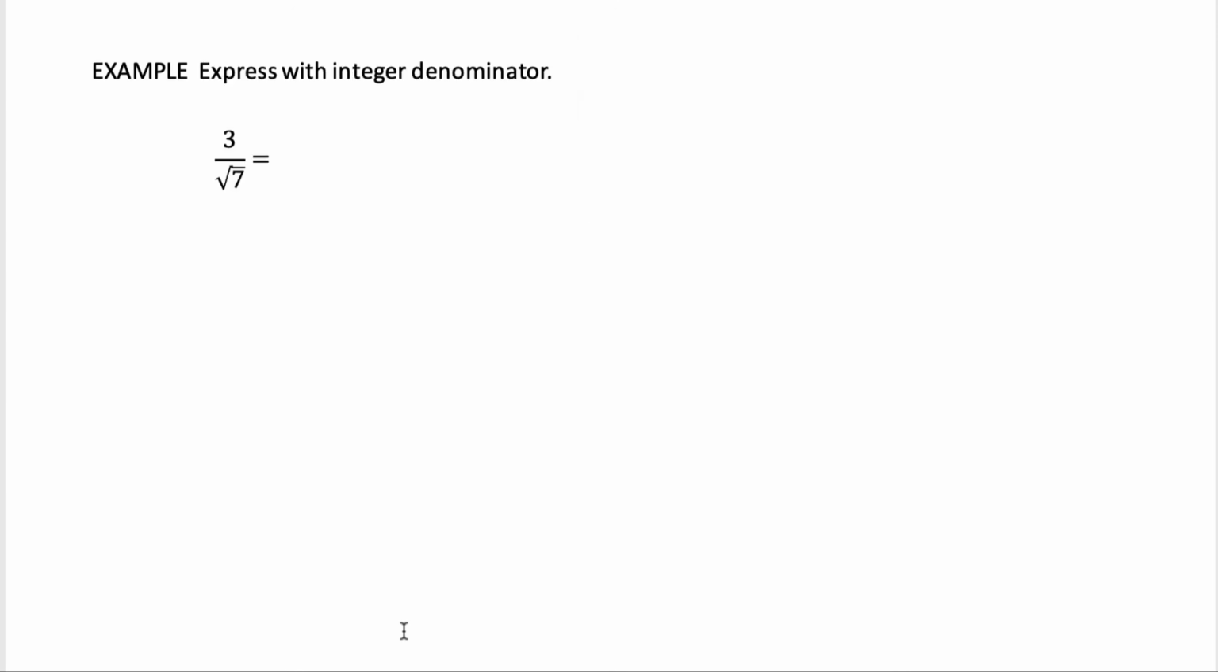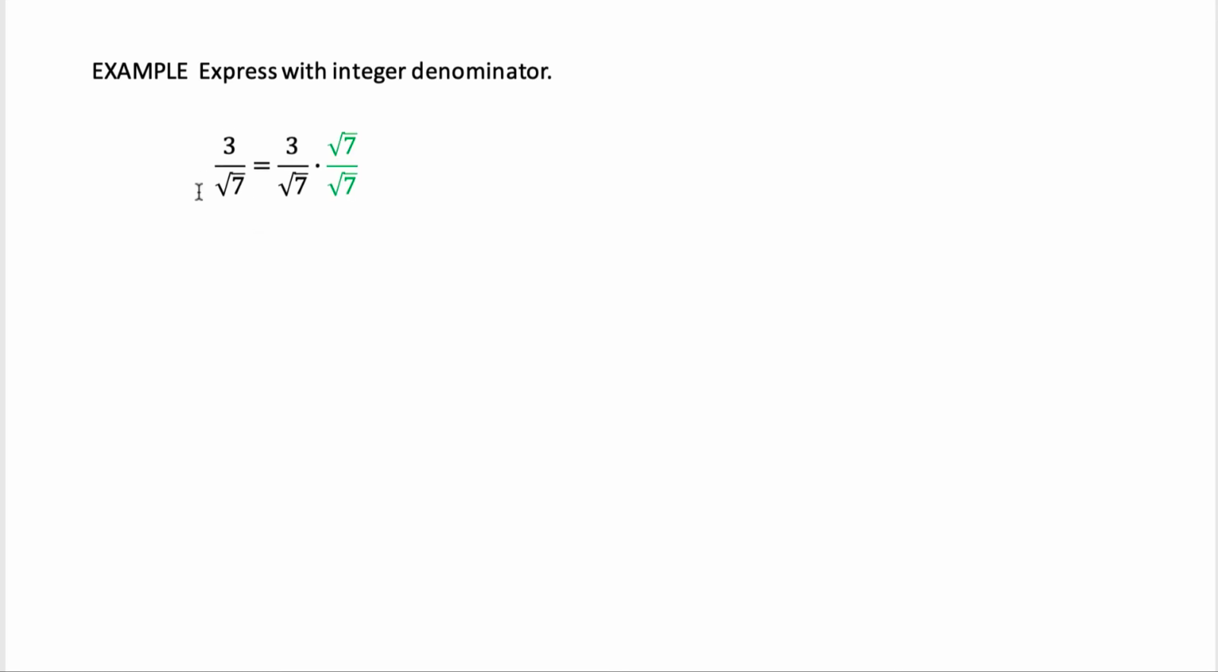The last example. Now, express with integer denominator. So in the denominator, we have a square root to start with, but we would need to get rid of that square root. How do we do that?